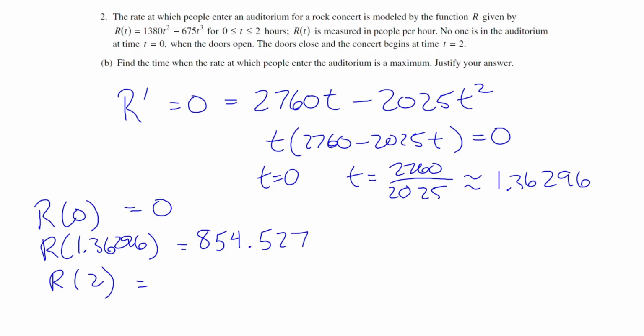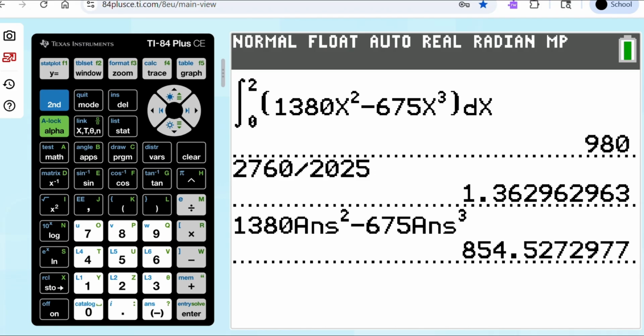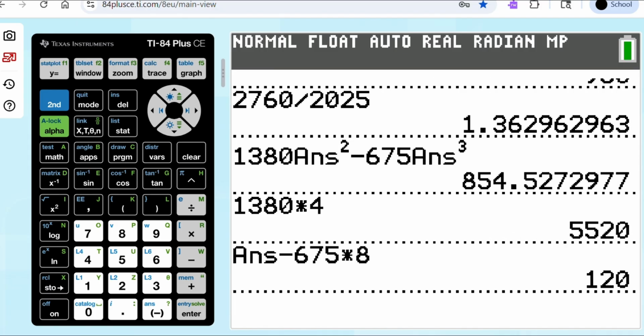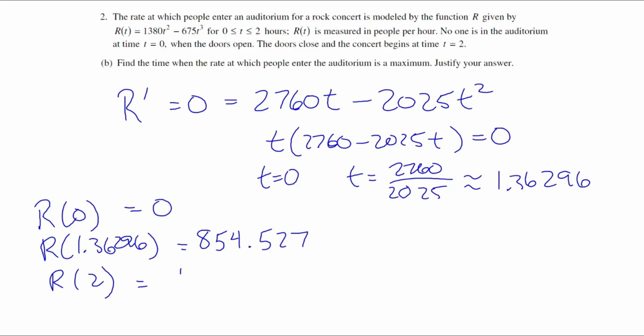And then, of course, we'll do it with 2. And so if we're doing this at 2, it's 1380 times 2 squared, so times 4. And then we'll subtract from that 675 times 2 cubed, which is 8. And we get 120 for r of 2.